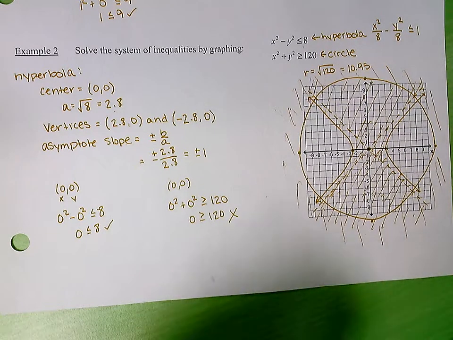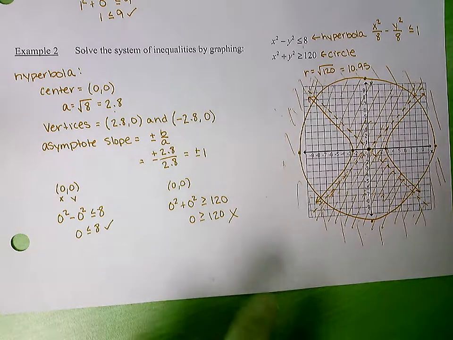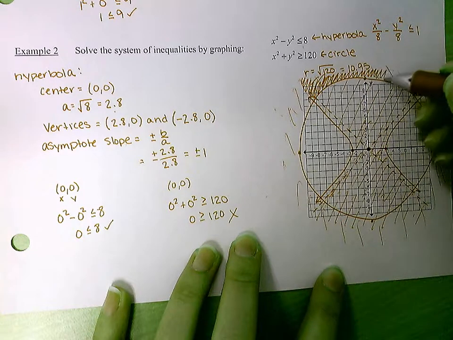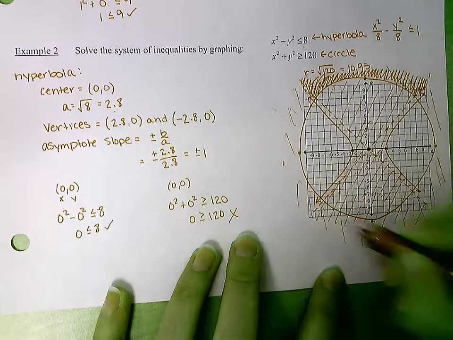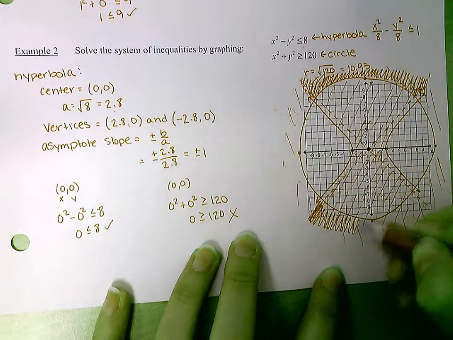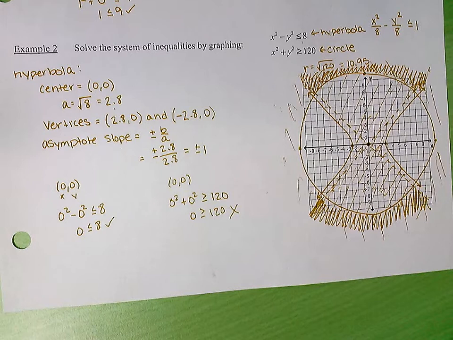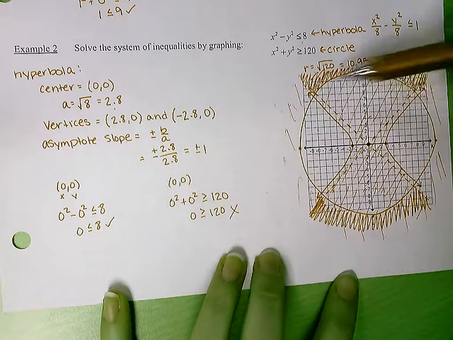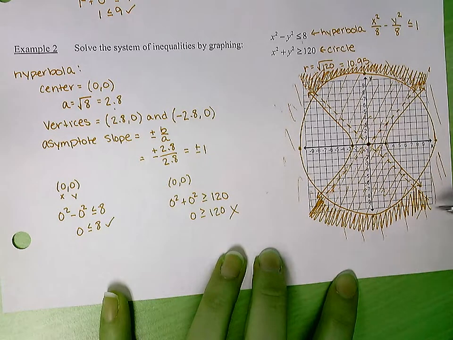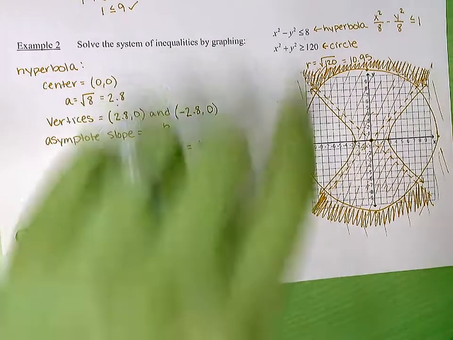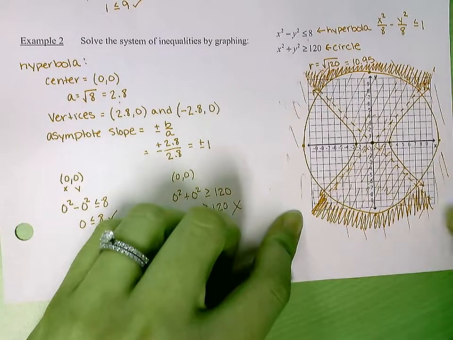Now where both of these graphs are shaded is up here, above the circle and below the circle. Why? Because you're looking for the intersection of the shaded portions. In your hyperbola, I shaded everything inside this way. For the circle, you shade everything outside the circle. So where they intersect is above the circle and in between my two hyperbolas, and below the circle in between my two hyperbolas, right here.